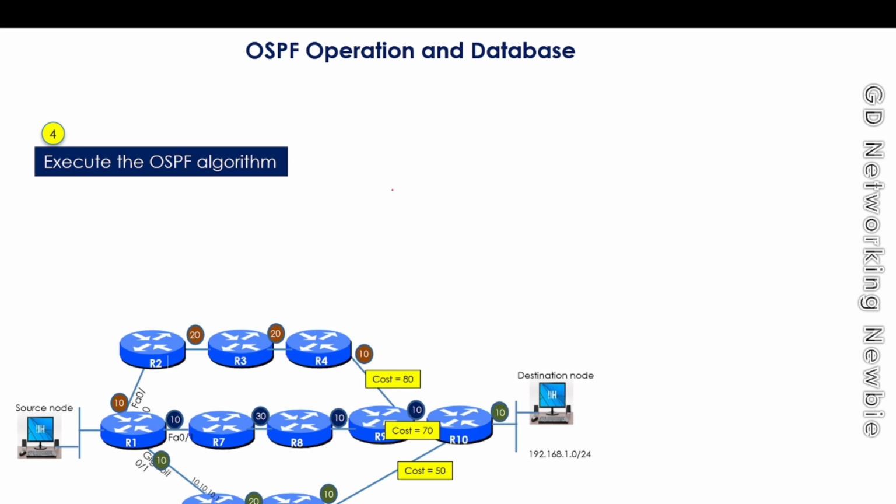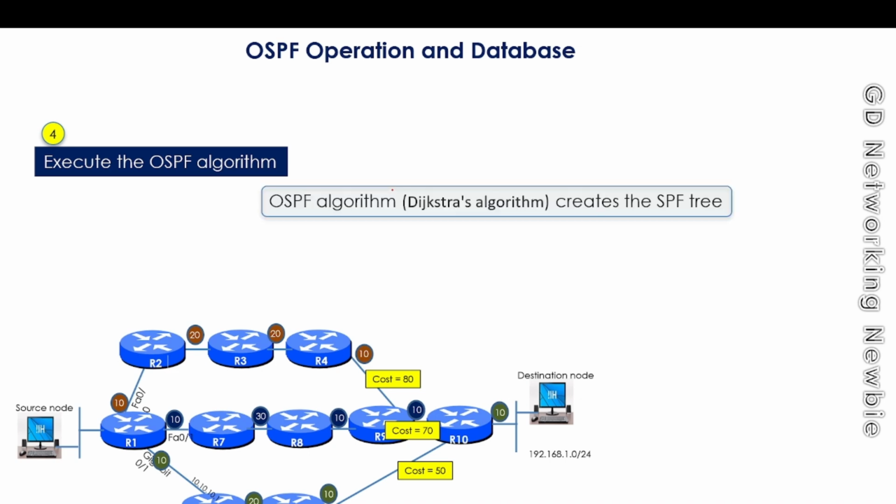This is actually the topology table, and the associated database is called LSDB. The fourth step will be to execute the OSPF algorithm. Once we have the link state database, they run an algorithm, that is Dijkstra's algorithm, the OSPF algorithm, and this algorithm creates a shortest path first tree. In this tree, there will be a root node, and then there will be branches like this.